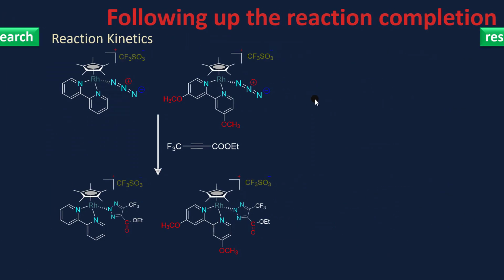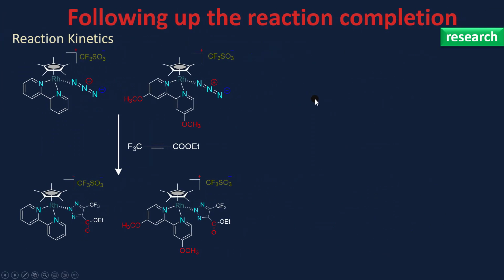The second application is to determine the rate of the reaction. Here is an example of a click reaction, an azide-alkyne cycloaddition, where the azide group reacts with the alkyne group through a cycloaddition reaction to obtain a disubstituted triazole. So how can I follow up the reaction? Take a second and think about it.